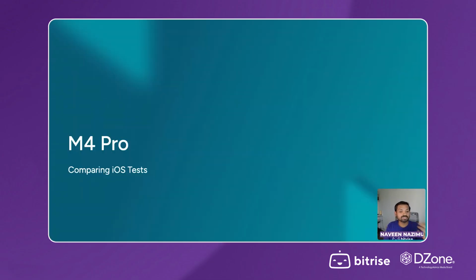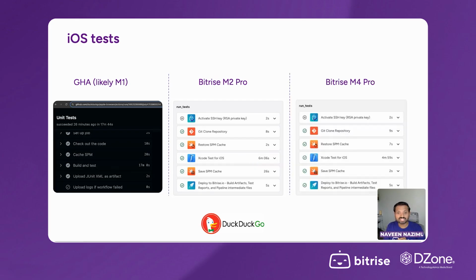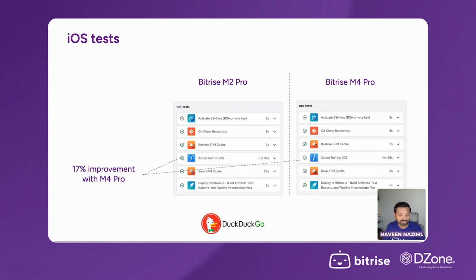So this is the Android side, right? Now let's look at M4 Pros, comparing iOS tests. We don't have the M1s in our data center, so I looked at DuckDuckGo running GitHub Actions, which is likely using M1, which took 17 minutes, and the Bitrise M2 Pros, which took 6 minutes. It's a substantial difference, really. Then I compared with the M4 Pros that we have, and we see that with M4 Pros there was a 17% improvement. That's roughly what we see between 15 and 30%.